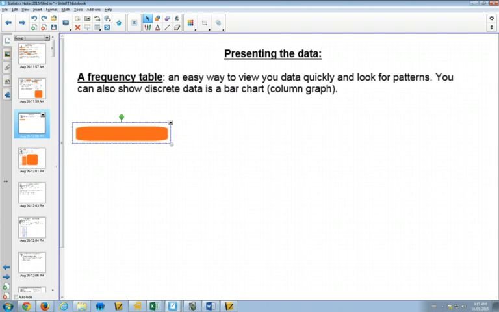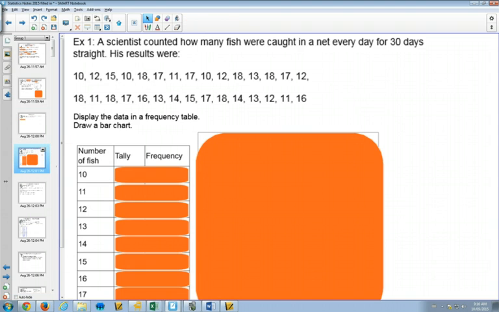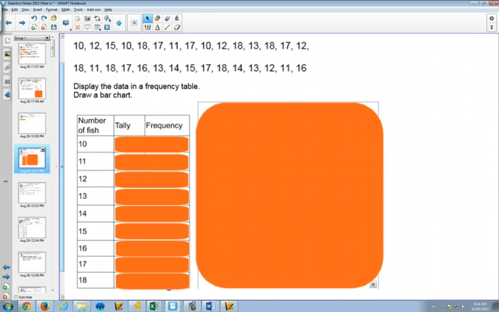So a frequency table is an easy way to look at data and look for patterns. For example, here's the first question. A scientist was counting fish caught each day for 30 days straight. Here are the results of those 30 days. Now, when the data is presented like that, it doesn't tell us very much. It's just a bunch of numbers. So if we can organize that and figure out how many, and then look at its frequency, it may tell us more important information and be easier.